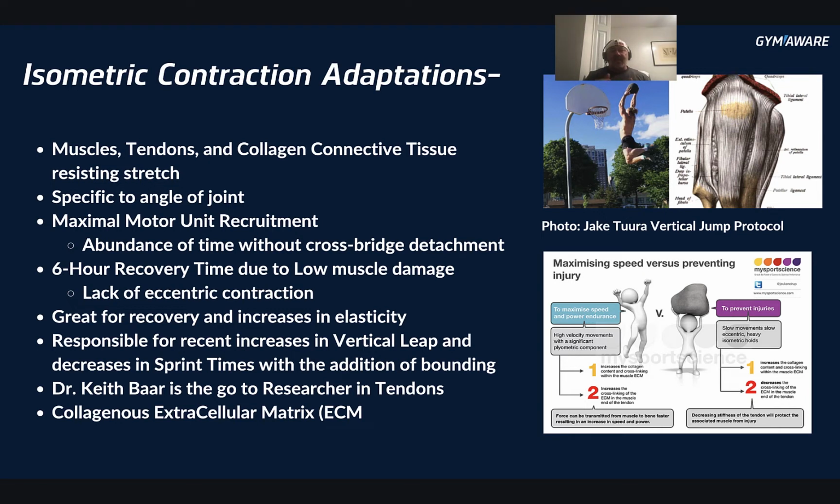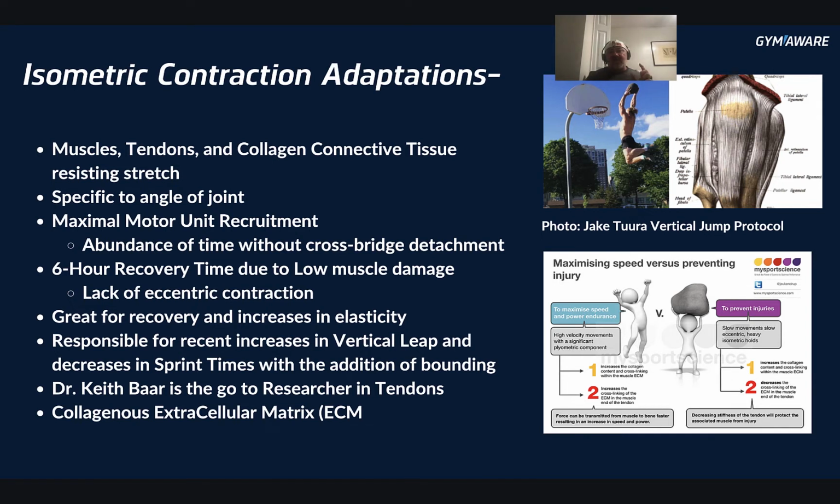What you're going to get is maximal motor unit recruitment, because there's an abundance of time for the cross bridges from the myosin and actin to take place. And then you have all the time in the world to produce maximal amounts of force if that's what you're doing. Because with an isometric contraction, if you're just pausing a weight, you're not necessarily producing a maximum force. You're producing the amount of force it takes to pause. So it just depends on how you're doing your isometric contraction.